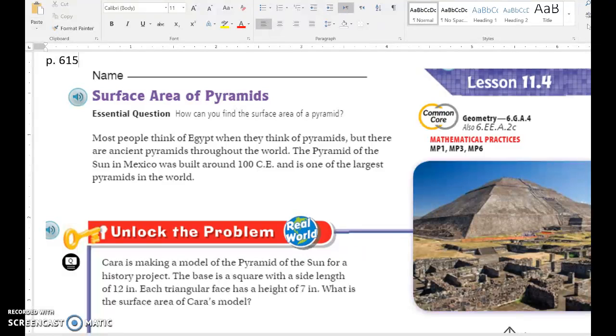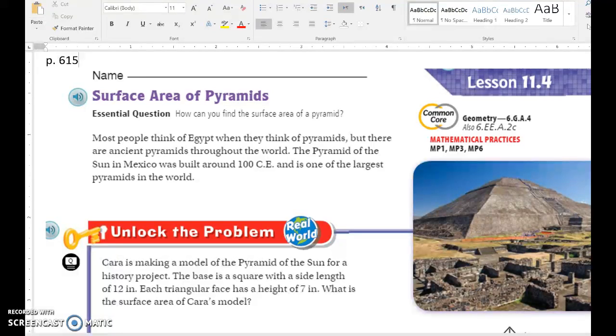We're primarily going to work with triangular and square pyramids. And we're only going to be working on ones where all the lateral faces are congruent. Okay, there are obviously other examples and other possibilities, but we're going to work with ones that are congruent.